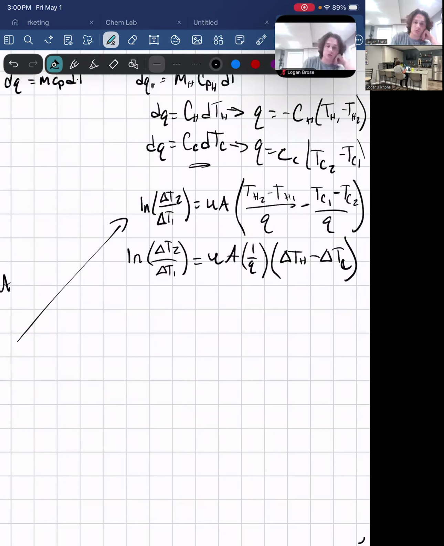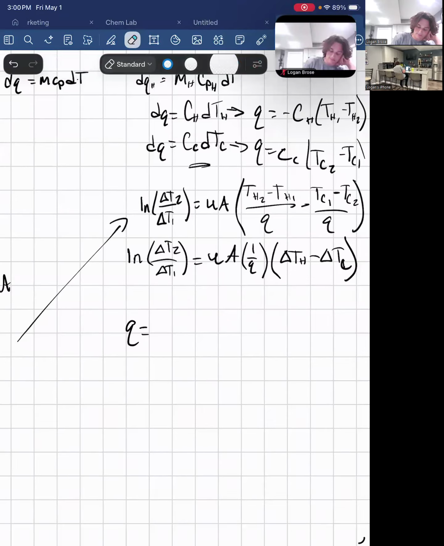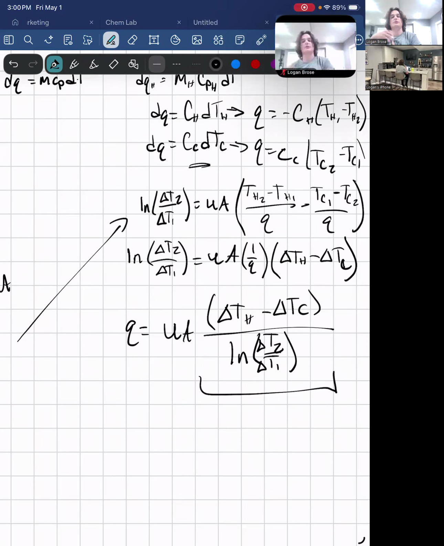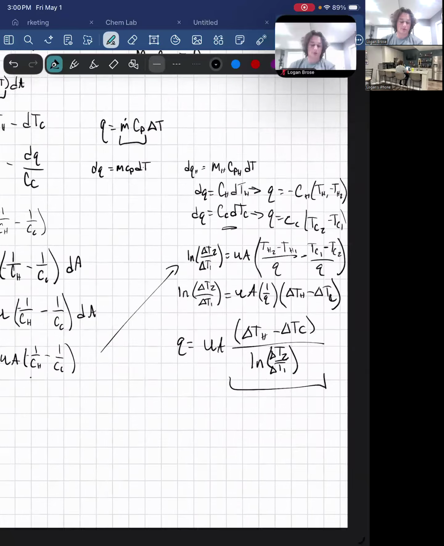So when we solve for q, what we get is q equals UA, and then delta T_h minus delta T_c, all over the natural log of delta T2 over delta T1, right? And this right here is your log mean difference, which is used to calculate your overall heat transfer, which is what we were trying to find in this question.